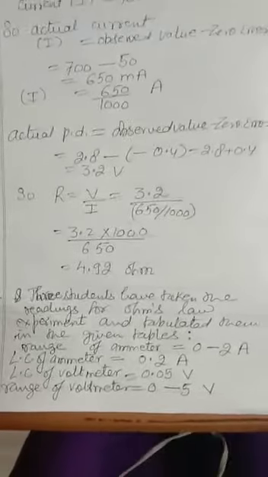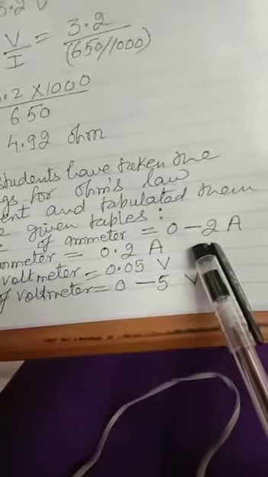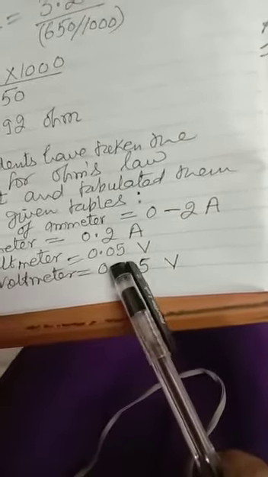In the second question, 3 students have performed the experiment of Ohm's law. Their ammeter and voltmeter range and least count are as follows. Ammeter: 0 to 2 ampere, least count 0.2. Voltmeter: least count 0.05, range 0 to 5. The readings of the 3 students are given here. The question asks which one has tabulated the readings perfectly.